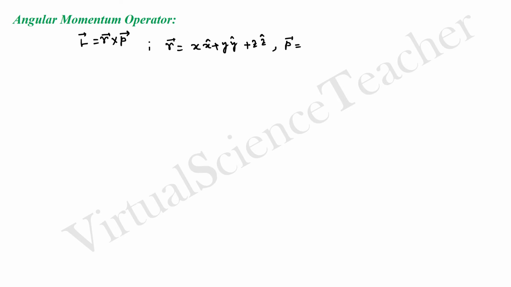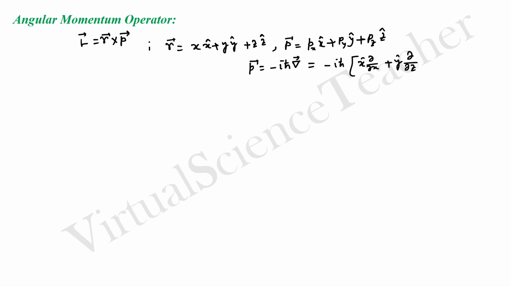P can be written as px x unit vector plus py y unit vector plus pz into z unit vector. Now in quantum mechanics, we have already defined the linear momentum operator. That means P has been defined as minus i h cut grad. That means this is x unit vector del del x plus y unit vector del del y plus z unit vector del del z.